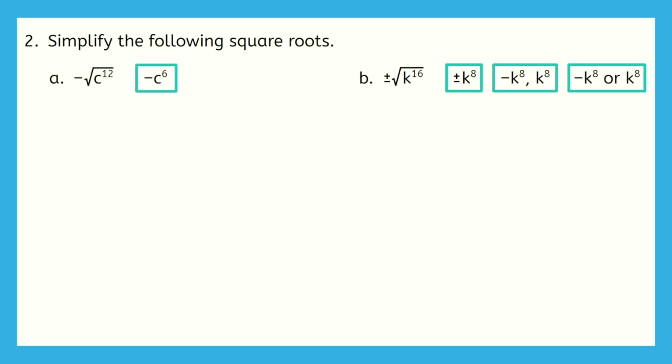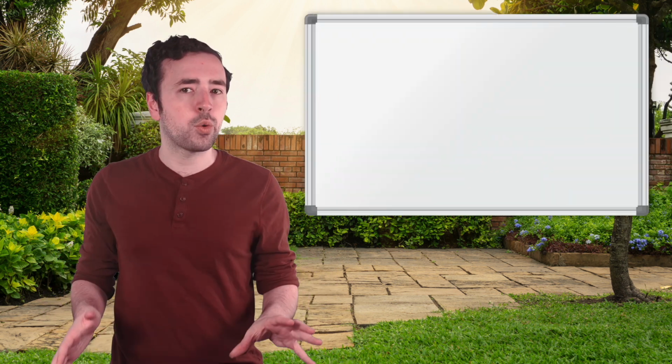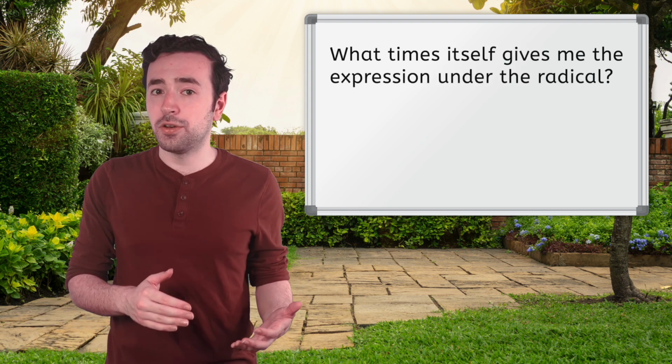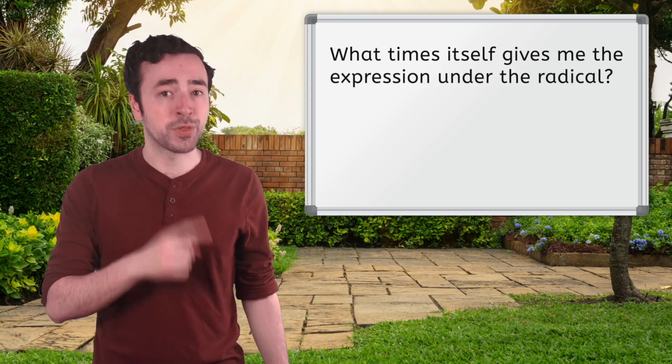Even though we don't know what numbers these variables represent, we can still indicate the positive root, the negative root, or both. That's because variables are just placeholders for numbers, so we can work with them just like we work with numbers. Thanks for exploring square roots of variables with me today. Since variables represent numbers, we can use the same strategies to simplify their square roots. Just keep asking that big question, what times itself gives me the expression under the radical.